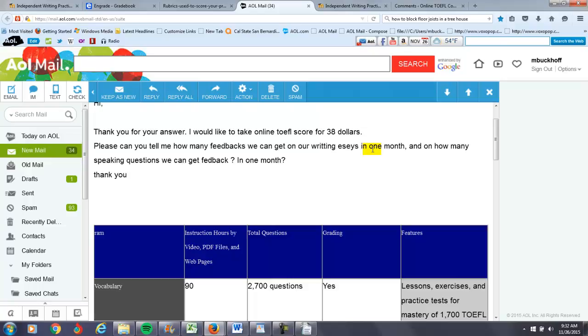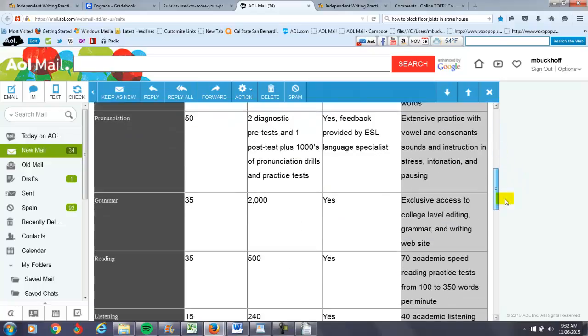And the same thing for writing: you can write up to 30 writing practice tests in a month. However, if you wait a week, you cannot send me 7 practice tests all in 1 day. You can't do that. But it is possible that you can get feedback on up to 30 speaking practice tests and 30 writing practice tests. All right, so hopefully that answers your question.